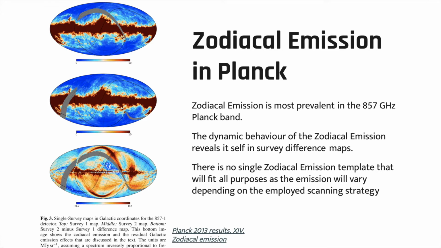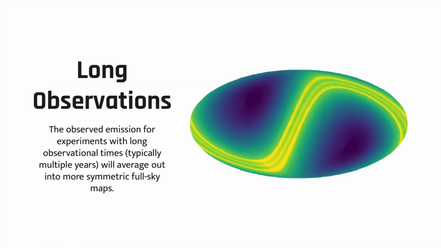Hopefully this illustrates the difficulty of making a single zodiacal emission template that would describe the emission seen by any experiment in general. The observed emission will always be a function of the specific scanning strategy used by an experiment. That being said, if an experiment observes over very long times, and by that I mean where the Earth has had time to go around the Sun several times, then the averaged emission over the entire observation will become much more symmetrical around the ecliptic.